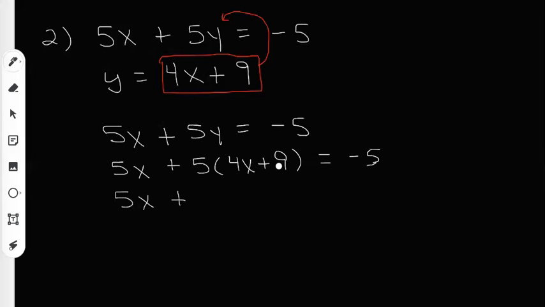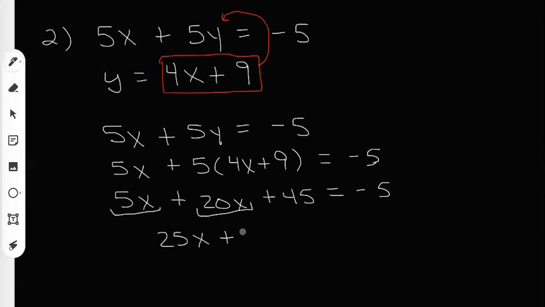Okay, so I need to multiply everything by 5 here. So I get 20x plus 45, and then I bring down my equal sign and my negative 5. And then I just go from there. So 5x plus 20x, that's going to give me 25x. Bring down my plus 45, and my equals negative 5. So now I'm ready to solve for x.